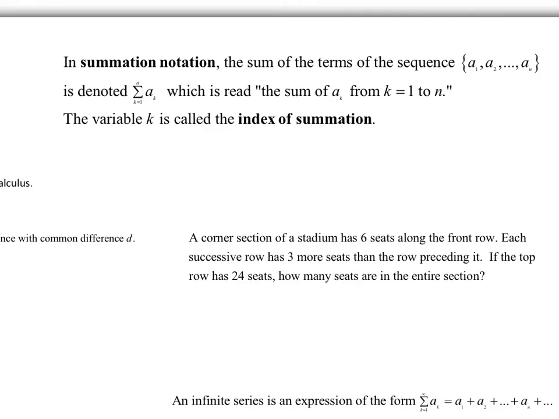In summation notation, the sum of the terms of the sequence a sub 1, a sub 2, a sub n is denoted by the sum, where k is 1 to n, of a sub k, which is read the sum of a sub k from k equals 1 to n. The variable k is called the index of summation.